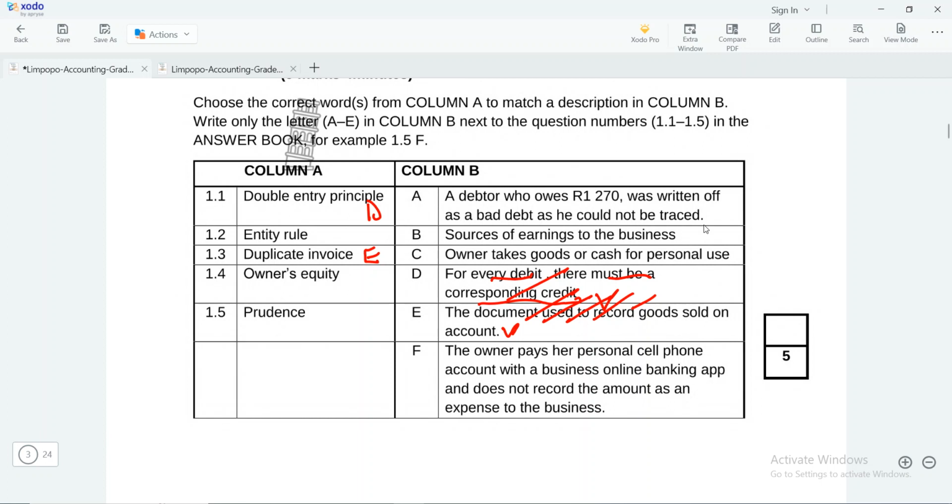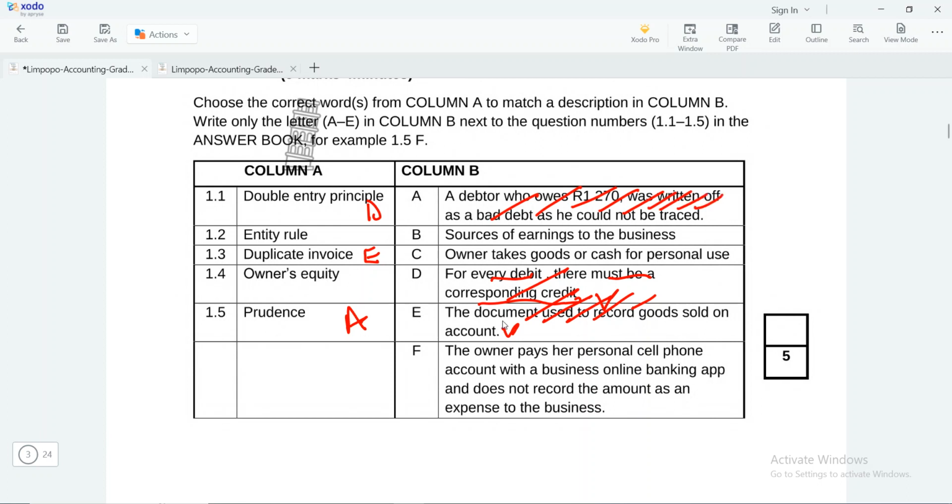The reason why he's written off is because if we don't include it as a bad debt, we'll overestimate our expenses, because remember, this person, we don't have a hope of getting them. So once we write them off, we are being as accurate as possible. So for number 1.1.5, it will be number A. So this one is cancelled.